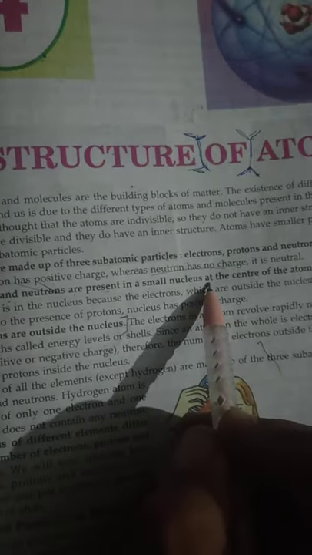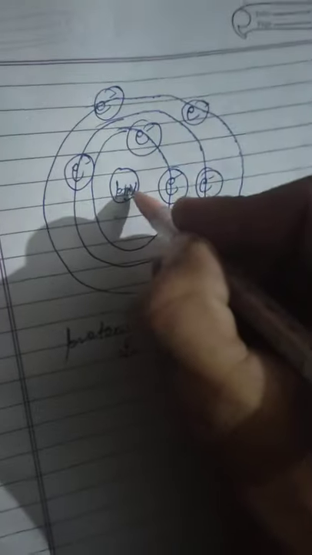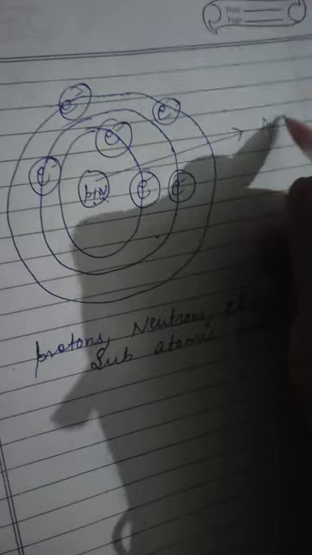Okay, atoms are made up of three subatomic particles: electron, proton and neutron. Electron has a negative charge, protons have a positive charge, whereas neutron has no charge. So the whole atom is electrically neutral. Protons and neutrons are present in the small nucleus at the center of the atom. Here at the center, protons plus neutrons are present, and that is what we call the nucleus.